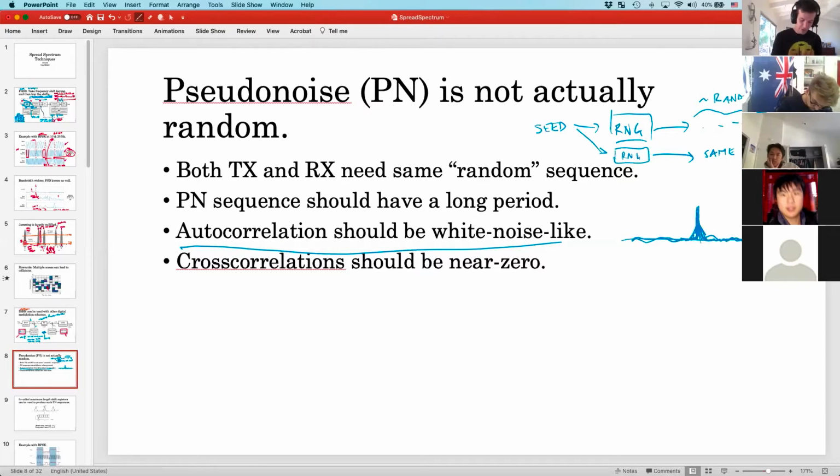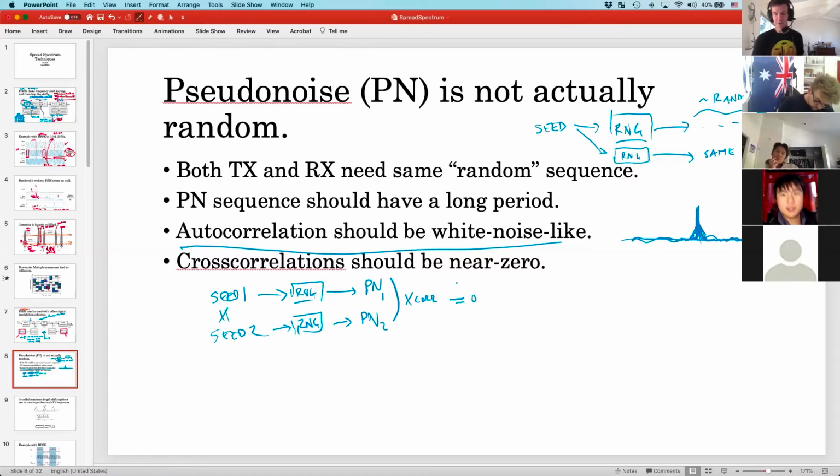And then the cross correlations. What we're talking about here is if I have seed 1 producing a pseudo-noise sequence 1 and seed 2 producing pseudo-noise sequence 2, as long as these two are different, I would like the cross correlation to be near 0 between these two pseudo-noise sequences. That way, we don't accidentally see one noise sequence in another. So these are all things to look for when you're shopping for a pseudo-noise or a random number generator.